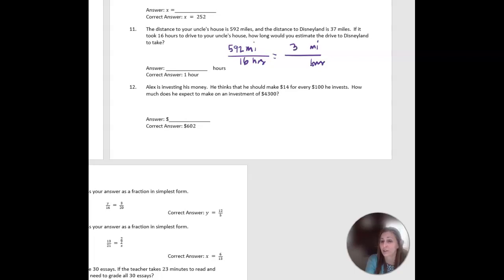Now, miles goes on top. We already had our labels. It's very important that you put your words down before you put your numbers. This class is called quantitative literacy, and words are very, very, very important.